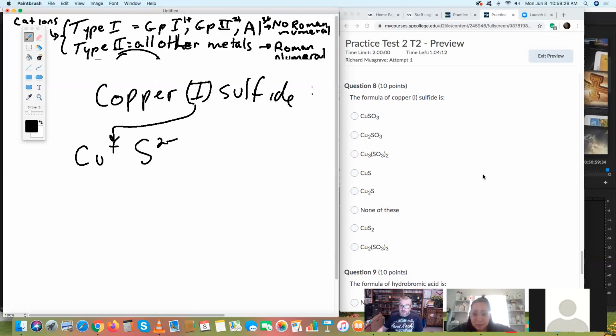And what would the compound look like then? Remember, the question you're asking is how many of each do we need to make it balance? We need 1. No, over there you need to put 2. So you put Cu2S.